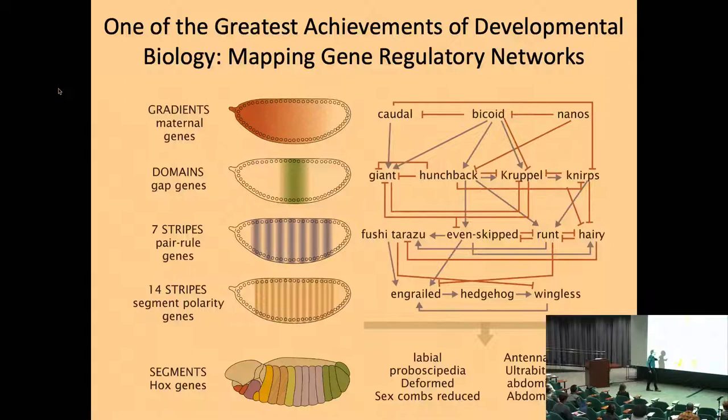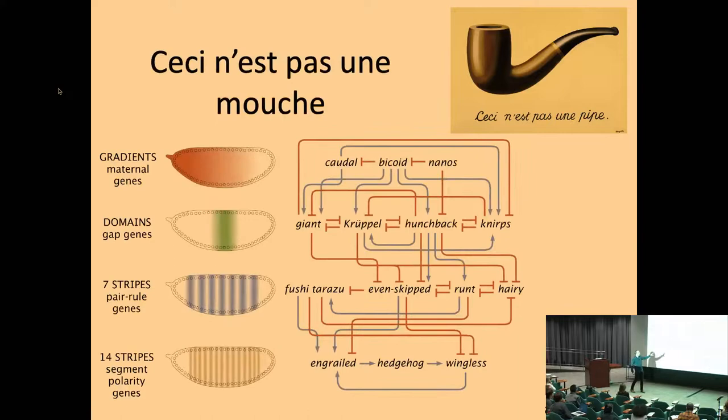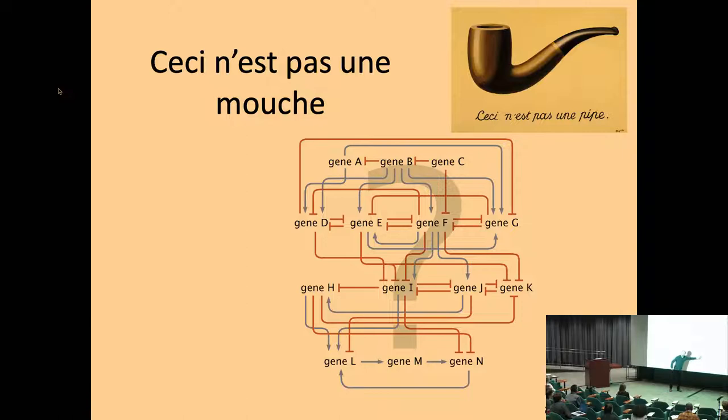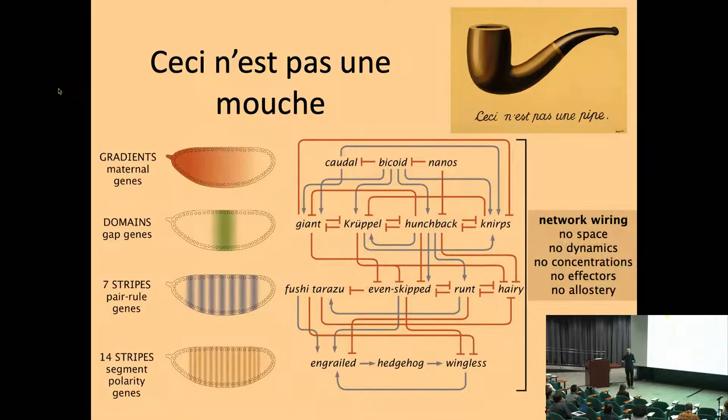And yet, despite this fantastic state of the art, I have a complaint. And that complaint is that just like this is not a pipe, this is not a fly. And what I mean by that is if I change the names here and I give it to the world's experts on flies, they would have a hard time telling me that this is a fly. You cannot calculate a fly out of this. What I'm going to try to convince you of today is that the reason you cannot do that is because we're missing information about space, time, and concentrations.